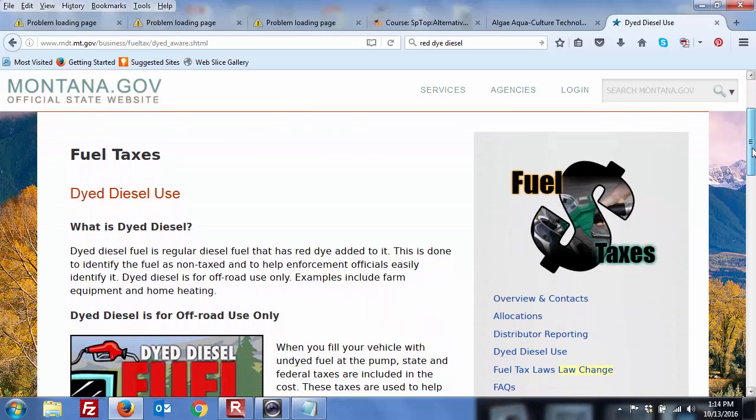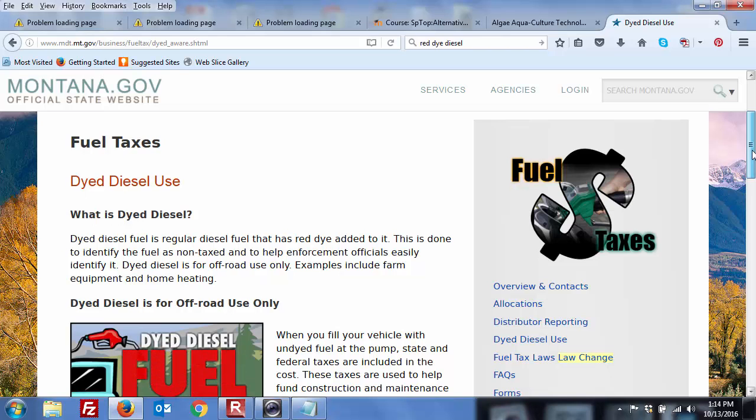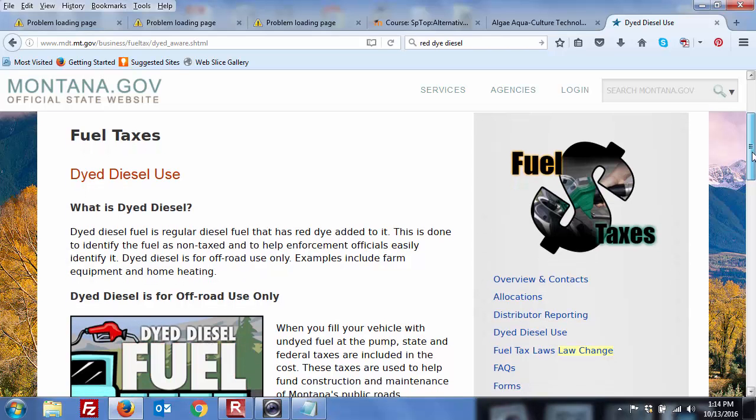So dyed diesel fuel is regular diesel fuel that has red dye in it. This is done to identify the fuel as non-taxed and to help enforcement officials easily identify it. Dyed diesel fuel is for off-road use only. Examples include farm equipment and home heating.